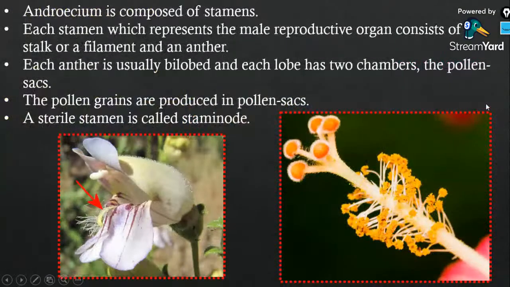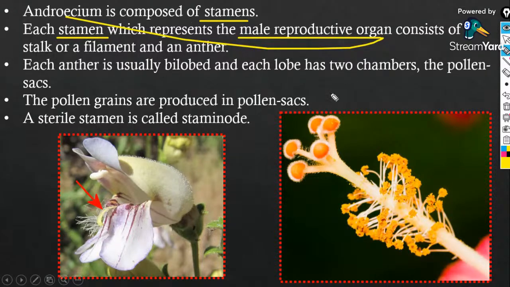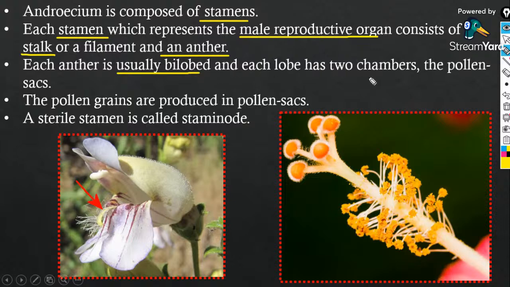And one more small thing which I'll tell you right now: the androecium is composed of stamens, and each stamen represents the male reproductive organ. It consists of a stalk or filament and an anther. You know that each anther is bilobed in nature and contains pollen sacs. The pollen grains are produced in the pollen sac.